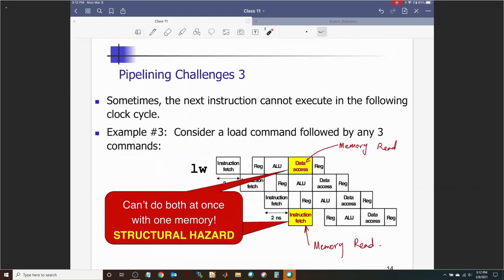Again, there are solutions to this. Actually, there are solutions to all the three challenges. Questions about the three challenges? Data hazard, control hazard, structural hazard.